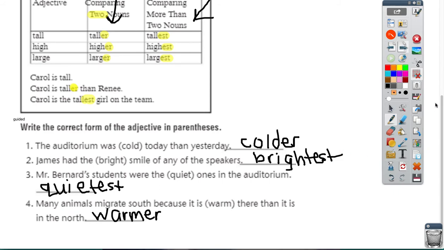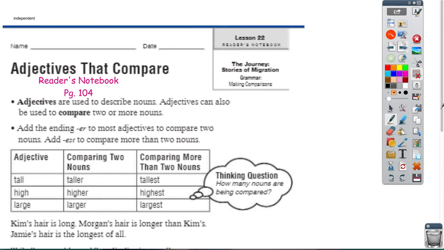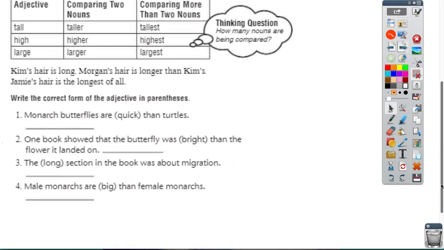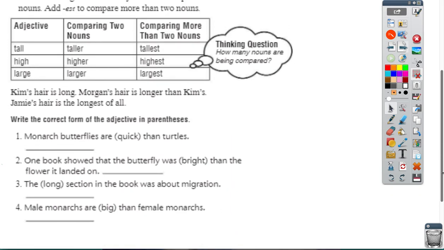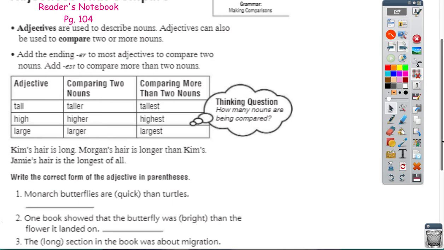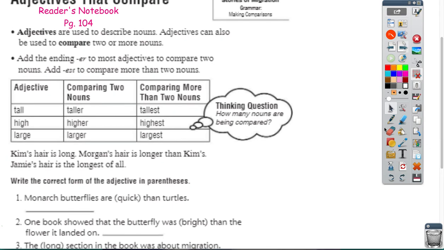But go ahead and turn to the next page in your packet and work on page 104. You have questions below numbers 1, 2, 3, and 4. Very similar to what we've been doing. There's an example at the top if you need it. And don't forget to ask yourself, how many nouns are being compared?